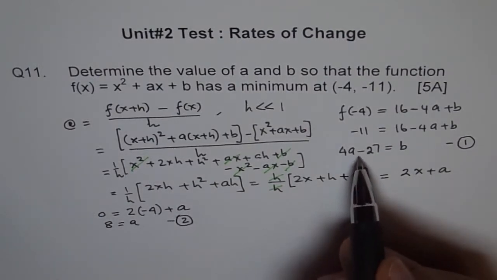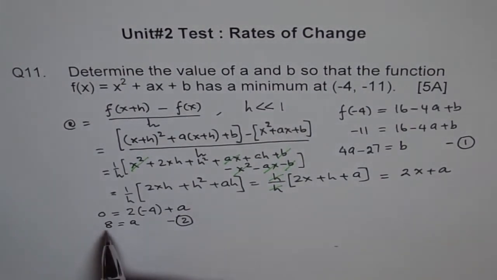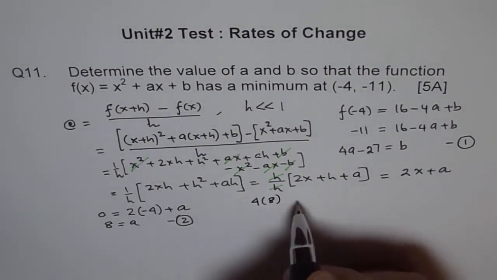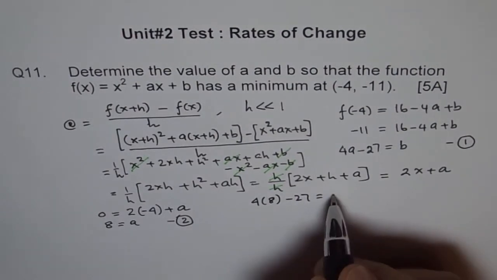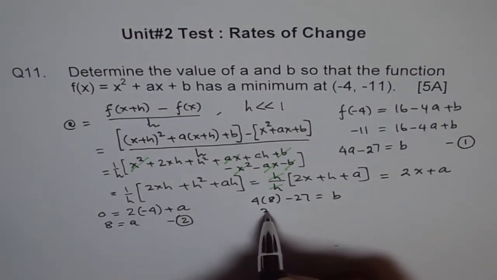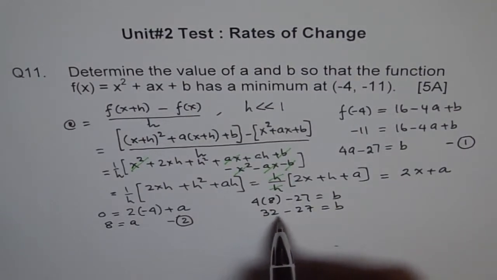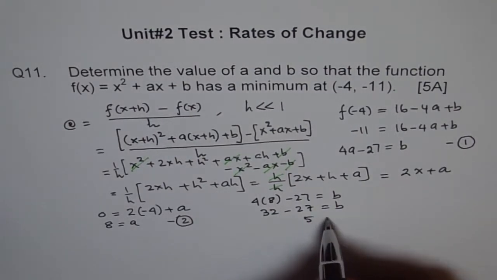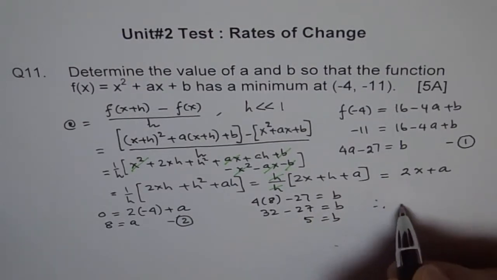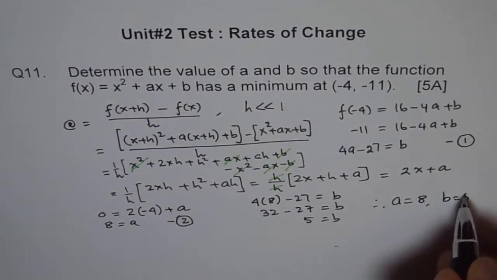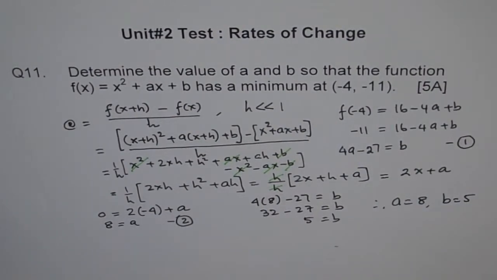Now we will use equation number 1 and this, let's call it equation 2. Equation number 1 is 4a minus 27 equals b, and here we have a equals 8. So I'll substitute 8 here: 4 times 8 minus 27 equals b. 4 times 8 is 32, minus 27, and therefore b is 5. Therefore we have a equals 8 and b equals 5. So I hope you understand what we did here.